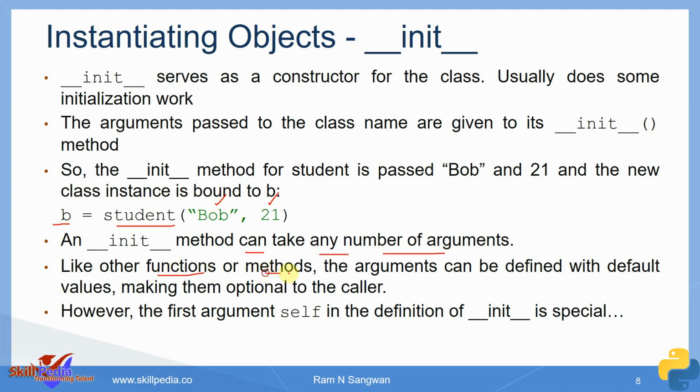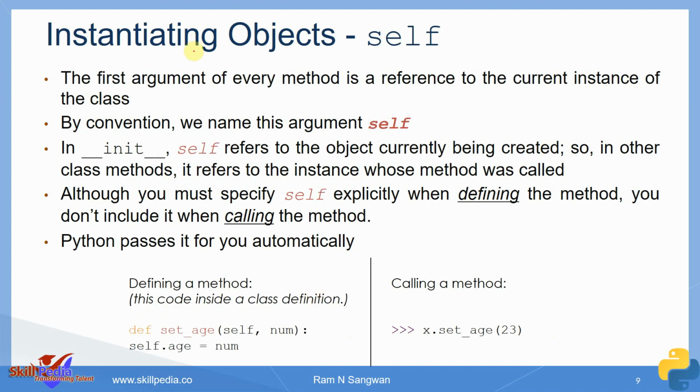Like other functions or methods, the arguments can be defined with default values also, making them optional to the caller. However, the first argument self is special. We use self, which means whenever you create any object of this class, this self has to be there. This will tell that I am initializing myself as an object by putting the values specified by this method. If not, I can use default values also. The first argument, what is the importance of the self? We need to understand this a little more.